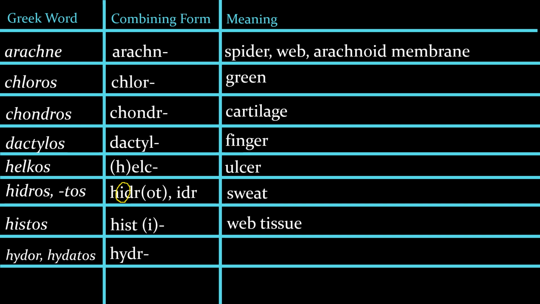Next we have idor and idatos, and this is the aforementioned hydro, the water or the fluid. And next we have hypnos, and there's your combining form, and you get sleep when you try to lull somebody into a kind of sleep. You are hypnotizing them. You're putting them into a form of sleep. We can leave it there without going too deeply into that.